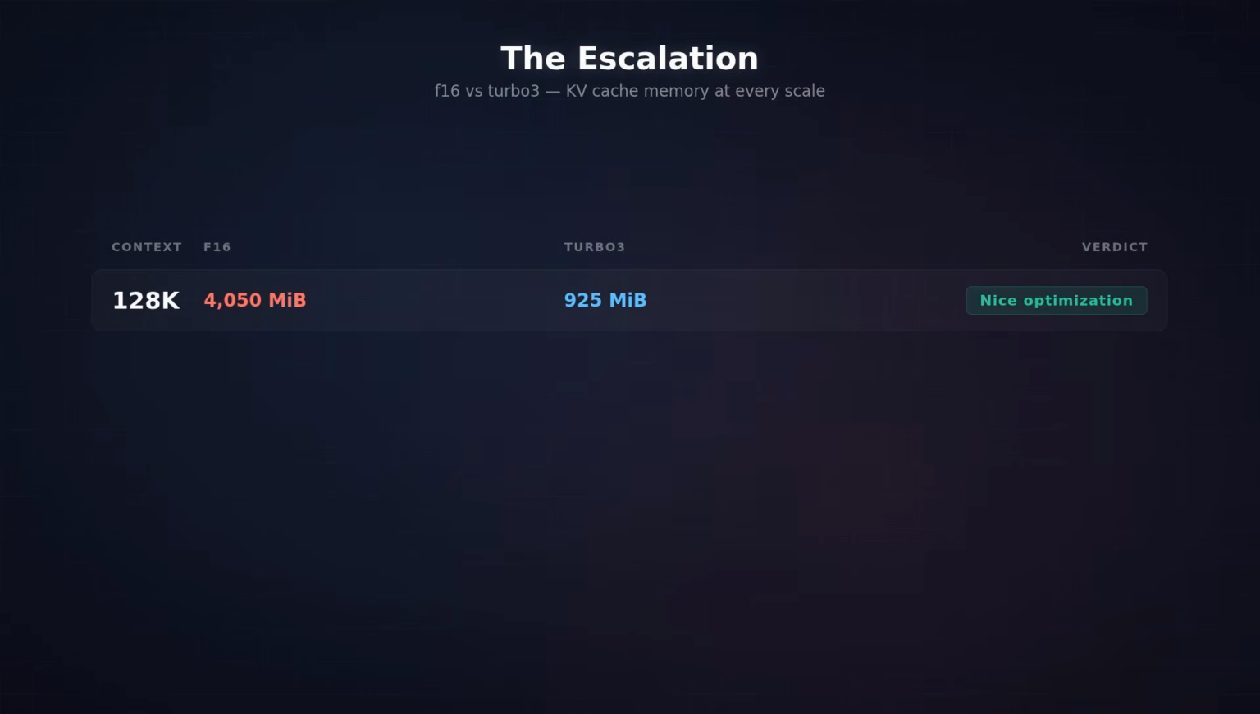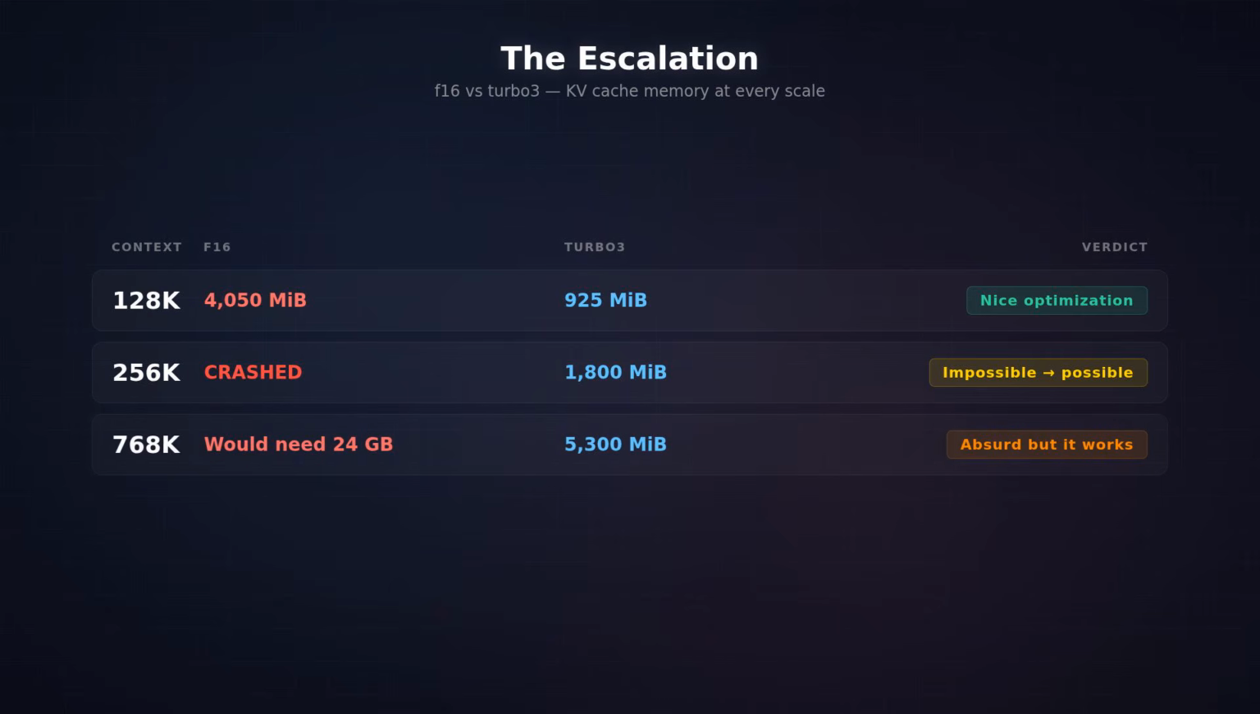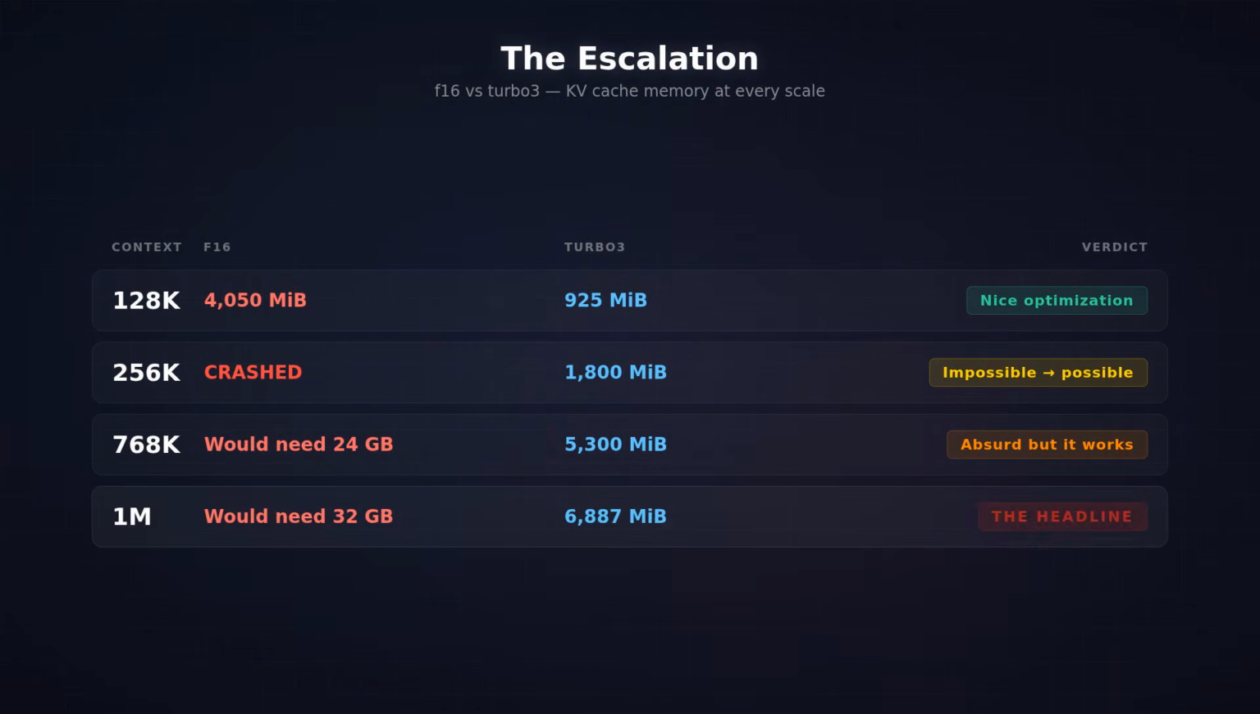For perspective, the F16 KV cache at 1 million tokens would need about 32 gigabytes. That's twice the total RAM in this machine. TurboQuant compressed it to 6.9 gigs. The compression doing the heavy lifting. The sysctl trick doing the last mile unlock.